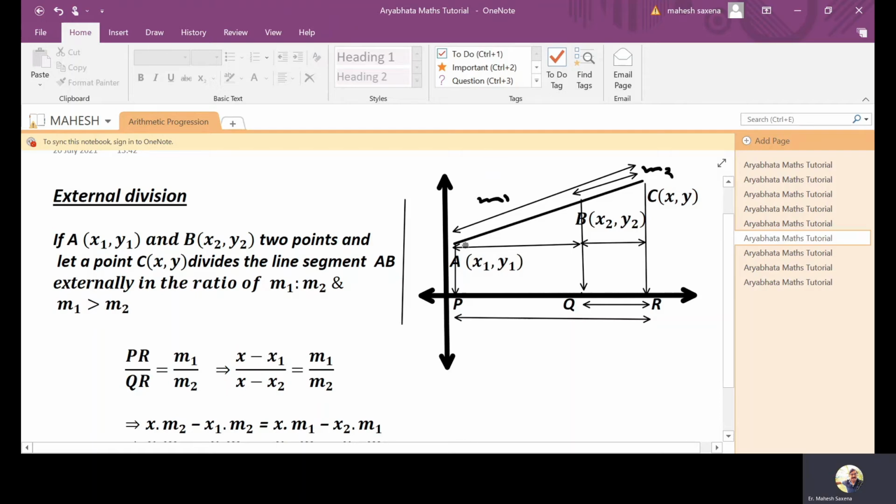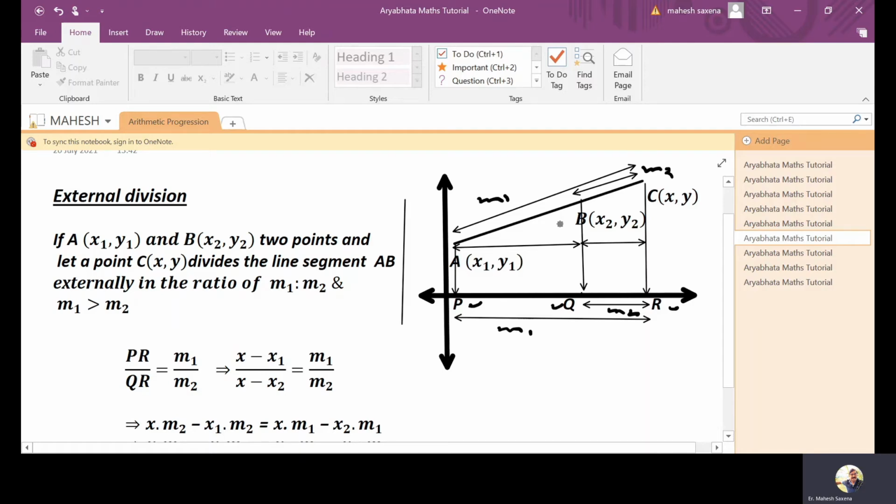Now we draw the perpendiculars from points A, B and C to the x-axis, and let their feet be P, Q and R. Then by geometry, PR will be equal to m1 and QR will be equal to m2, that is, PR upon QR will be m1 upon m2.